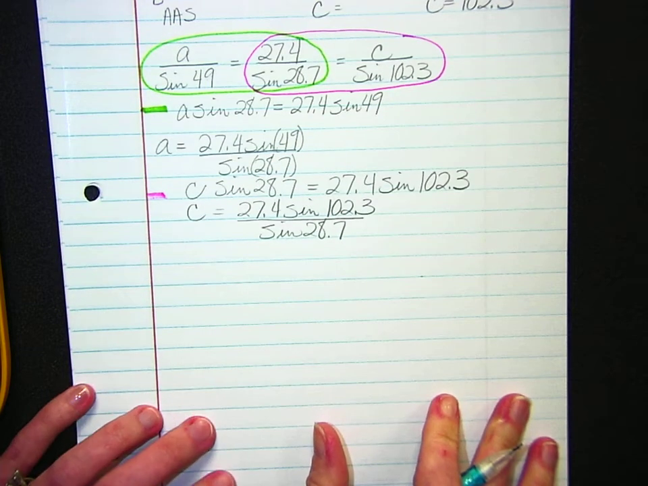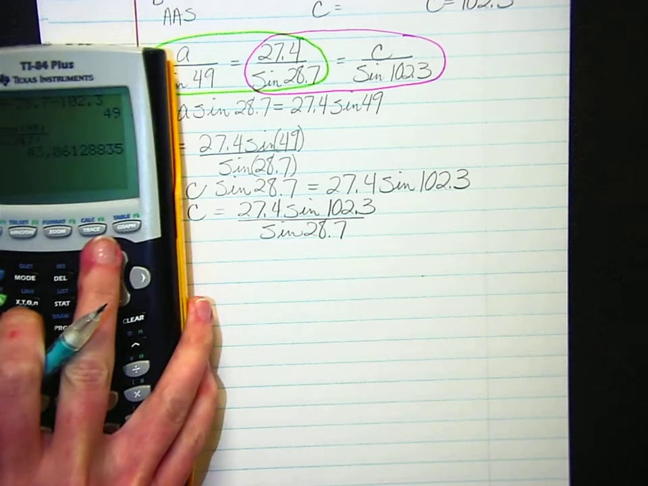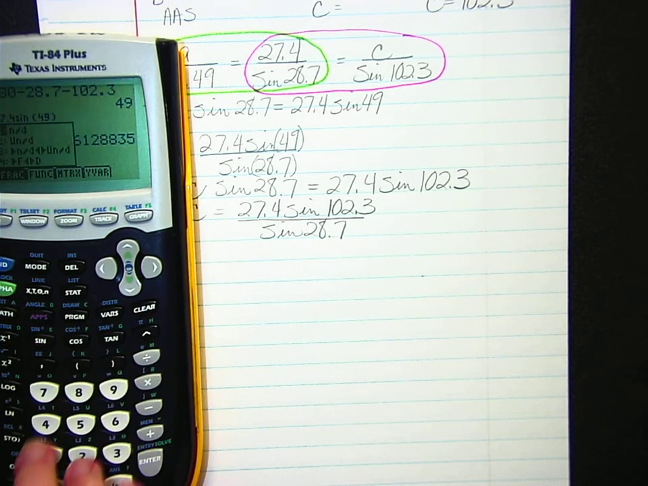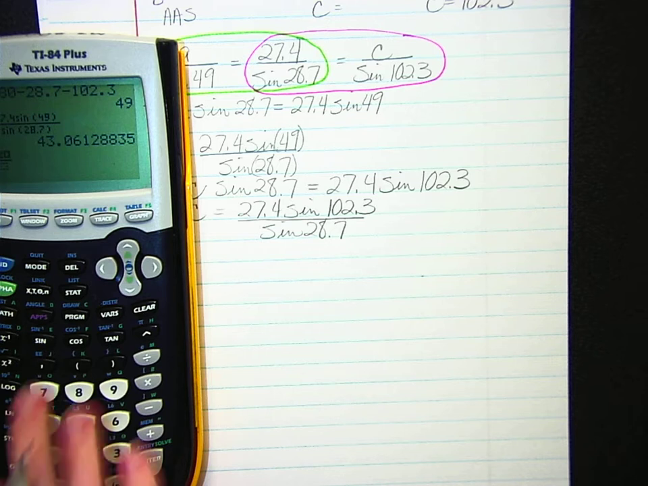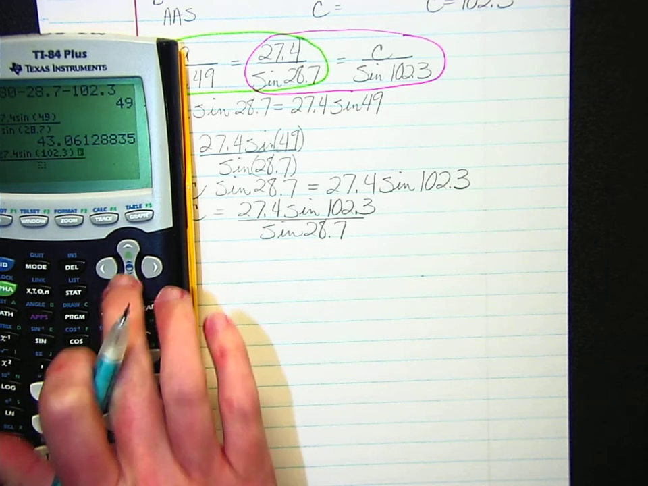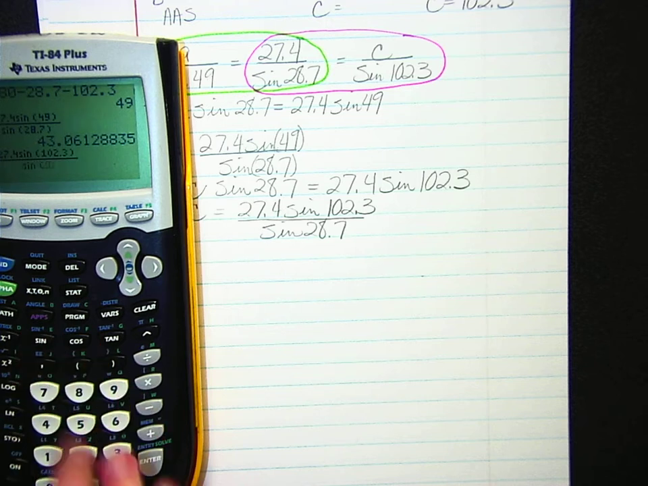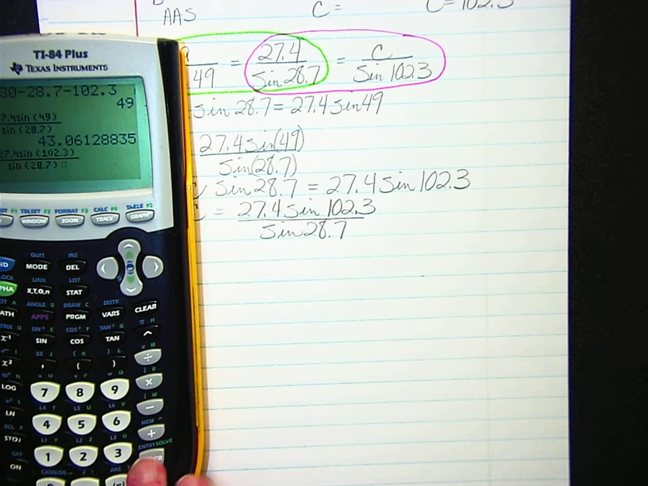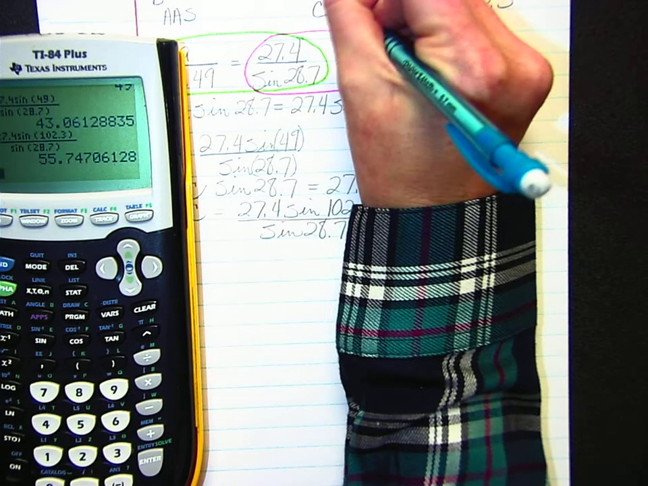So that is what I'm going to put into my calculator. Again, I'm going to use alpha F1 number 1 when I can. So 27.4 times the sine of 102.3, and then I'm going to divide by the sine of 28.7. And that gives me that c is 55.747.